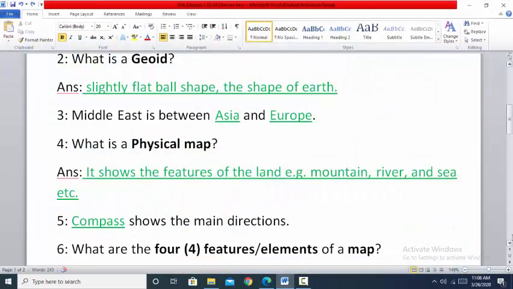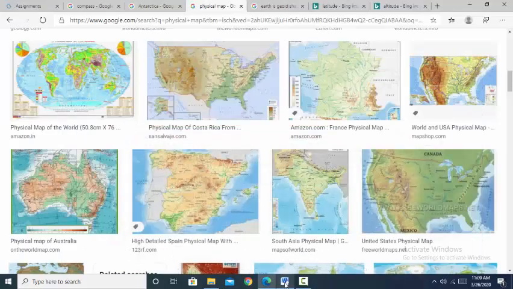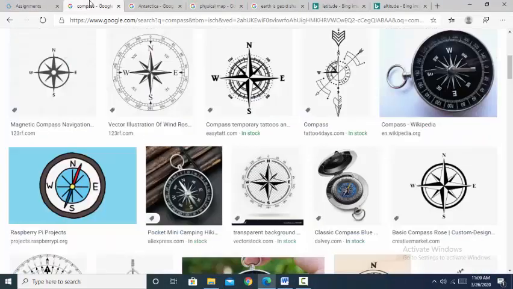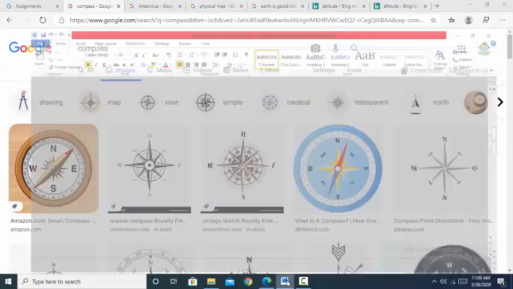Okay. Next question. A compass shows the main directions. Without the compass, you can never know the different directions. So depending on it is of paramount importance for each and every single one of us, as I have just said.